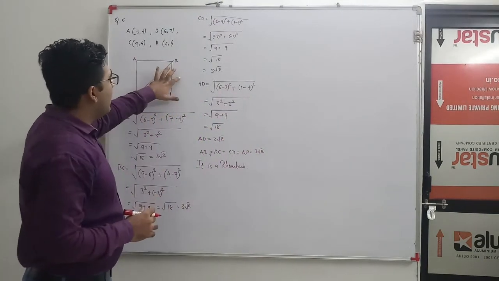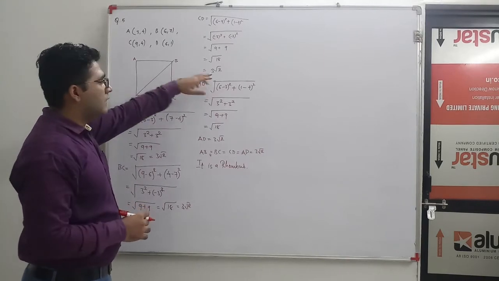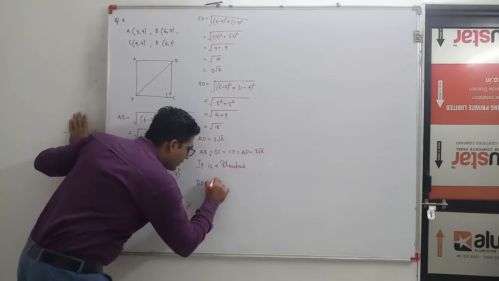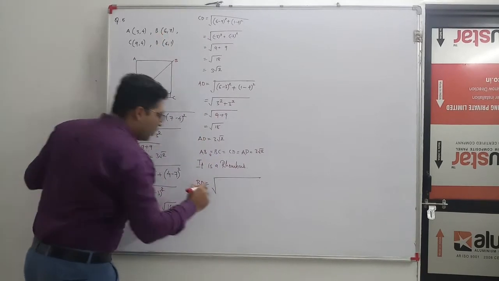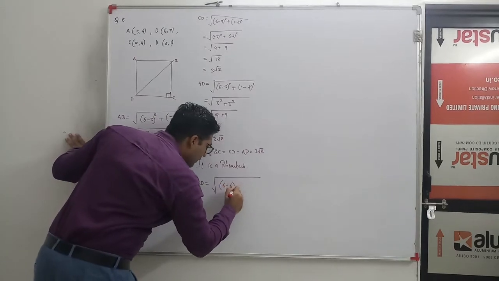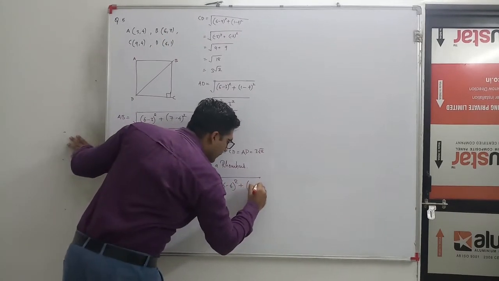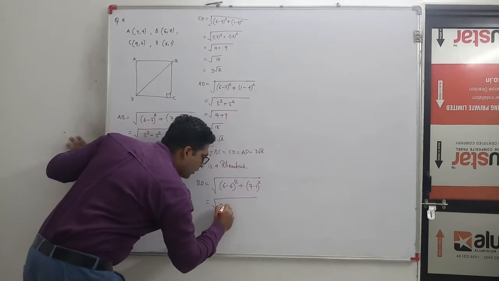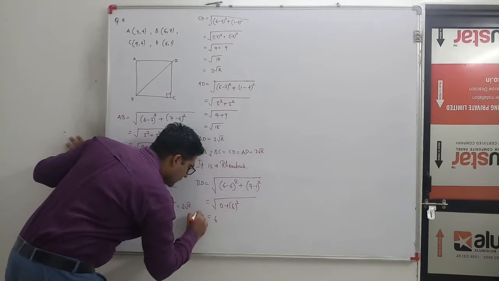So here I have already found BC and CD. Now I will find BD. So BD is equal to under root of (6 minus 6) whole square plus (7 minus 1) whole square. So this one is 0 plus 6 square. So it becomes 6.